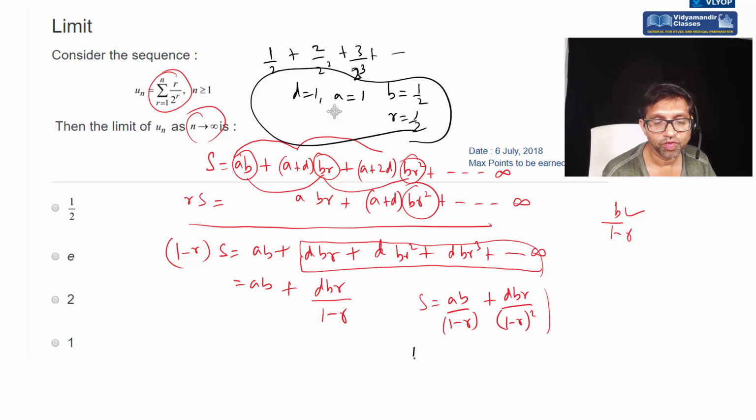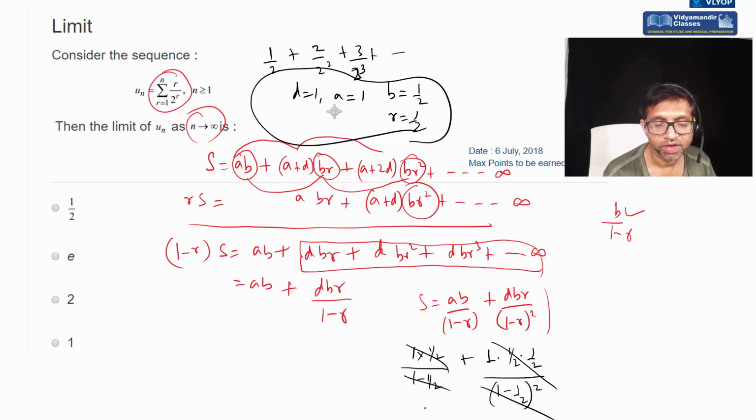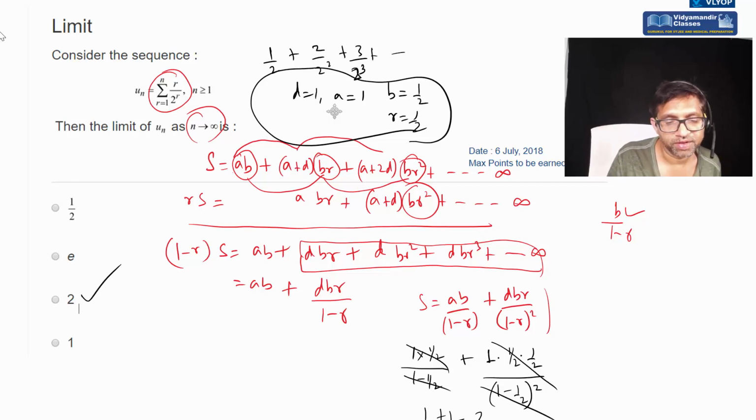So a is 1, b is half, over 1 minus half. On this side, d, the common difference, is 1, b is half, r is also half, divided by (1 minus half) whole square. That is 1 by 4, so 1 by 4 cancels out, half cancels out. So 1 plus 1, the answer is 2. Right, so we have to remember the formula of the AG series, and after that it is a 30-second question.